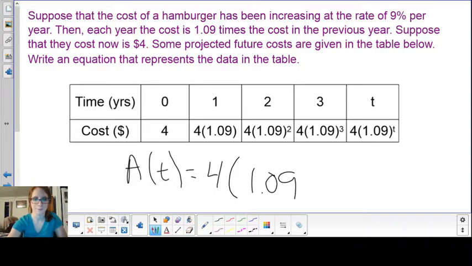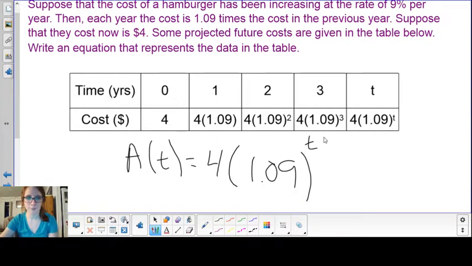All to the exponent of the t. I need my calculator because I need to show you. Okay, so there's my equation.